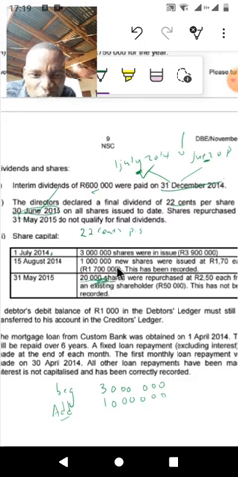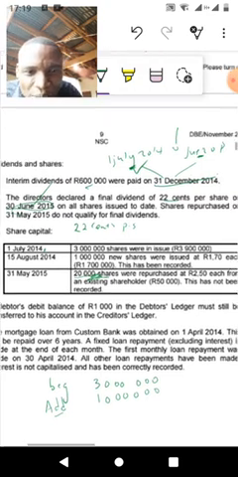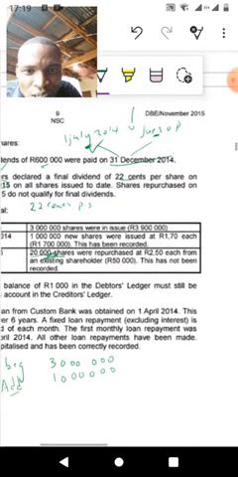And you have to be very, very careful when it comes to share buyback. Let's go and hear what they are saying about share buyback. They say 20,000 shares were repurchased at 250 each from an existing shareholder. This has not been recorded, meaning that the 20,000 shares that were repurchased have not been recorded.